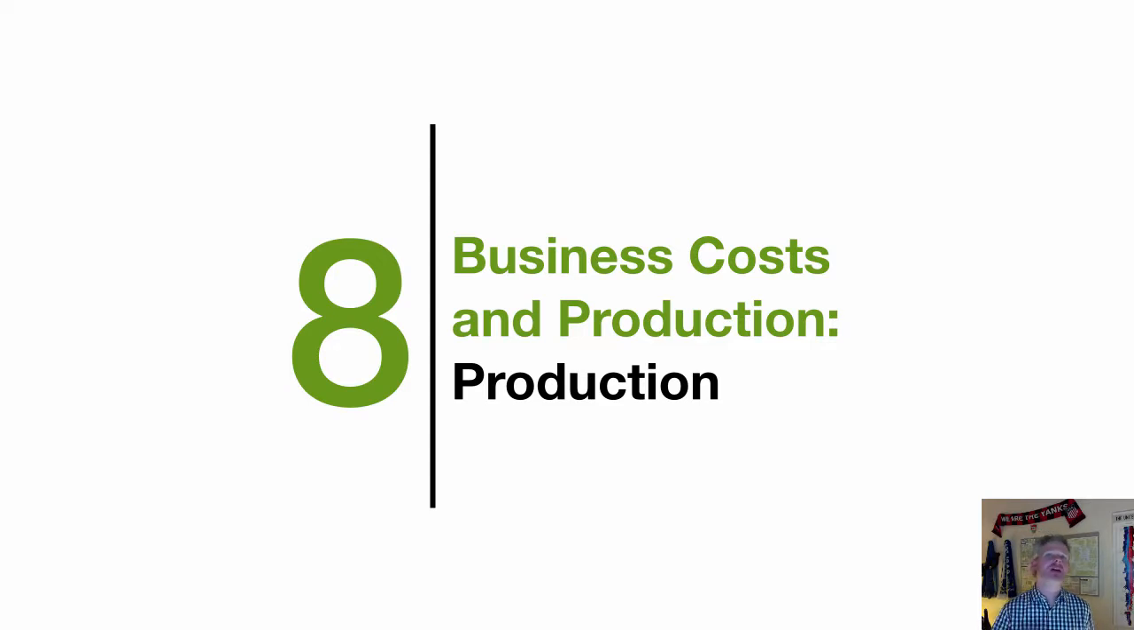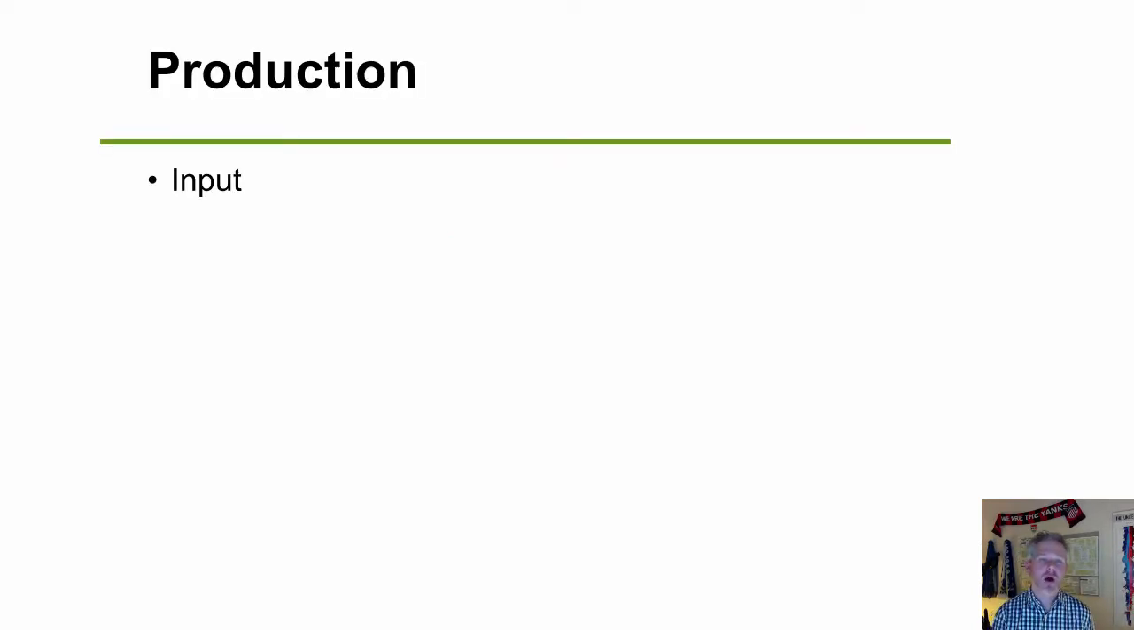So in the last screencast, we talked about economic cost and how that differs from an accounting cost. Now we're going to turn to firms producing things, taking those inputs and turning them into outputs and selling them at market rates. All right.